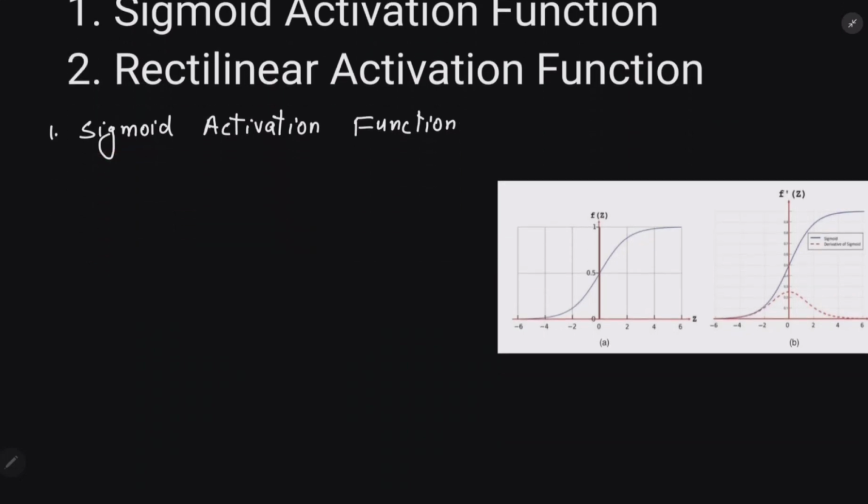On the right hand side, you see a picture, but first we need to look at the mathematics of this function. The sigmoid function is defined as f of z is equal to 1 over 1 plus e raised to power minus z. This is how we define the sigmoid function.